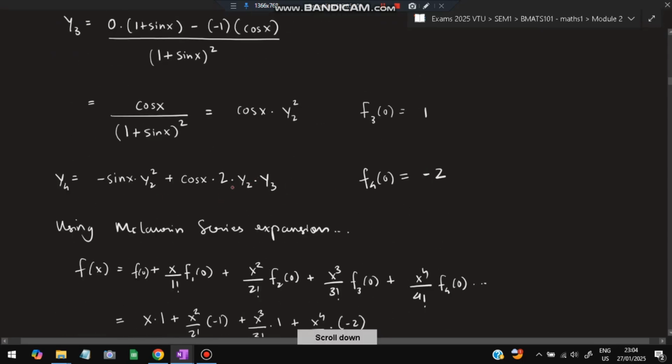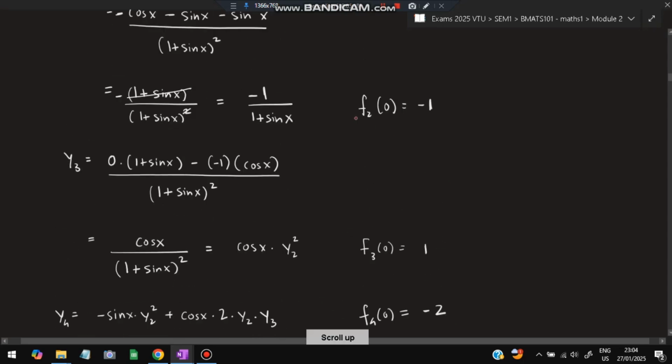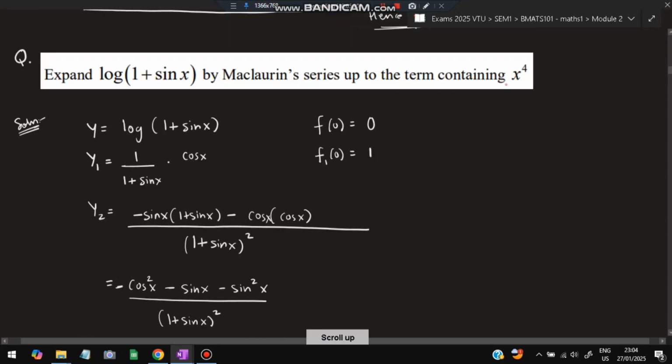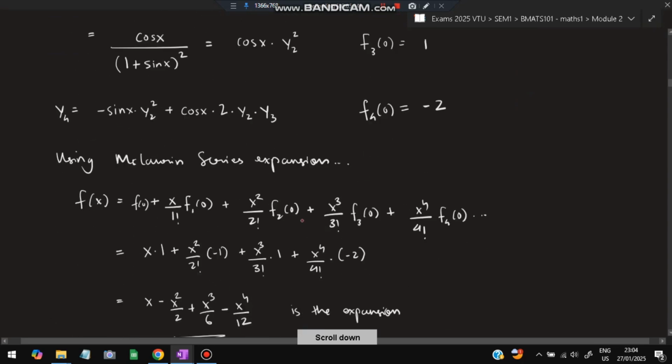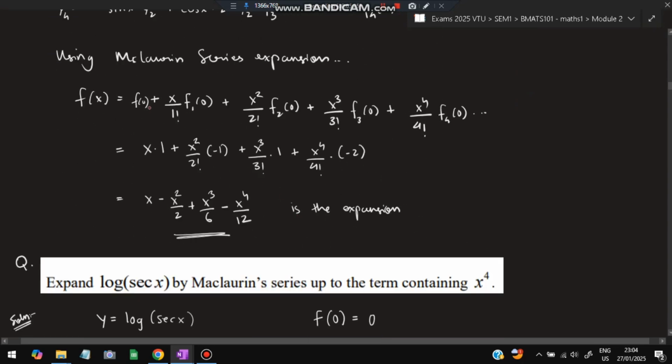Again, we'll be differentiating wherever it's possible. You can substitute y2 and y3 as well. If you go through the steps carefully, you'll get to know. And we'll be getting the f4 value also. So in this question specifically they have asked till f4, x to the power 4. So we have done till x4. Now after this, you just have to substitute the values of f1, f2, f3, f4, and after that you'll be getting a value. This is your final answer.